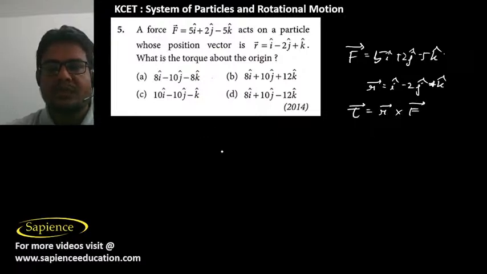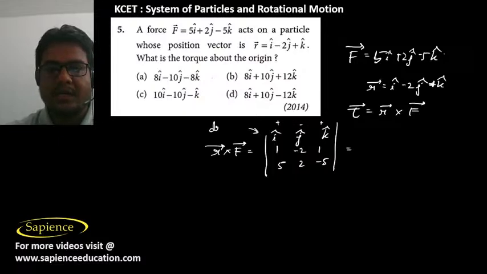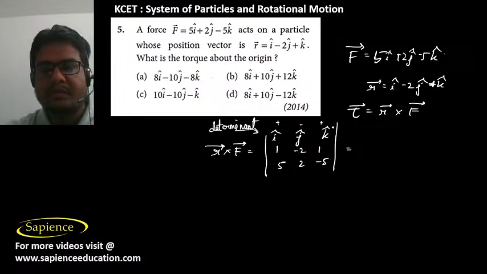So we have to find r cross F, means we have to find the determinant of i, j, k, and first I should write the components of r vector, that is 1, minus 2 and 1, and then the components of force vector, that is F, that is 5, 2 and minus 5, then plus, minus, plus. We have to expand this determinant.